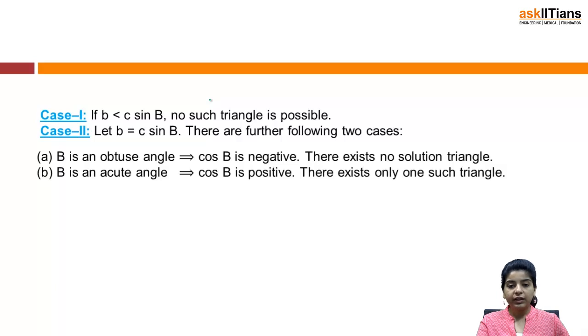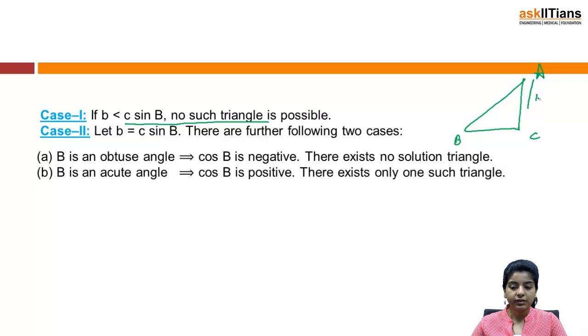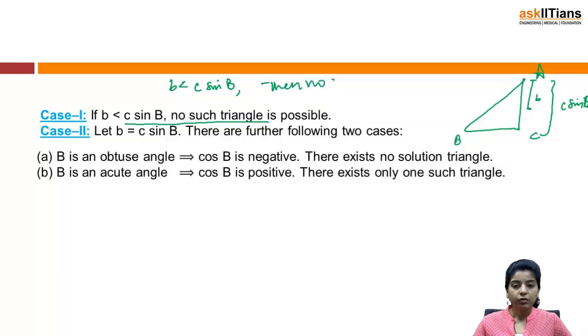Now see, we have certain cases. If b is less than c sin B, no such triangle is possible. That means, suppose we have a triangle of this form. This is B, this is C, this is A, and this is, suppose, the length b of the triangle, and this is less than this entire length, which would be c sin B. If b is less than c sin B, then no such triangle is possible.